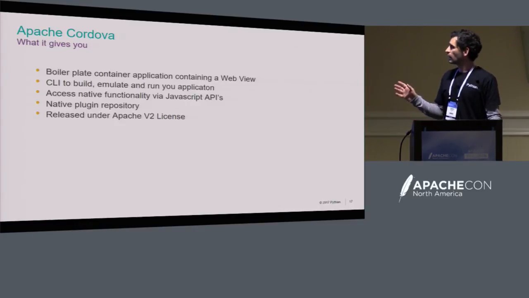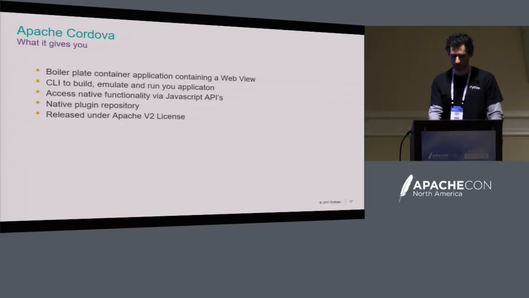So you have the container, and the key value of Cordova is that when you build a container, the container enables you to interact with the native functionalities of the devices, and so you don't really need to know how the devices work. You don't need to know how to develop Android or iOS. You develop for one, and it works for every single one of them.